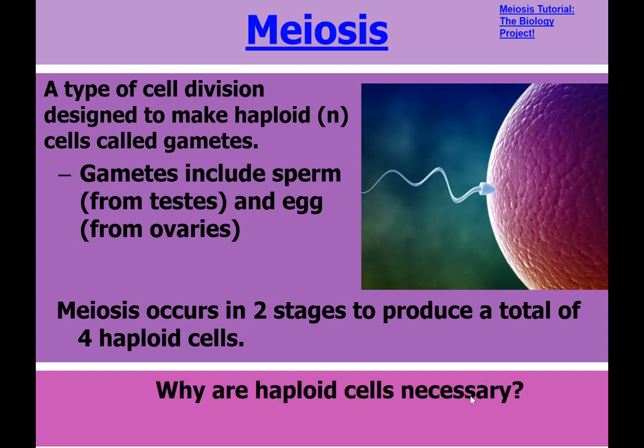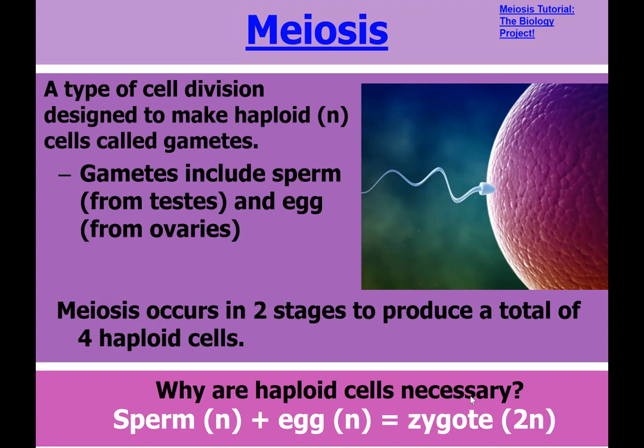Why are haploid cells necessary? Because then a sperm, which is haploid, and an egg, which is haploid, when they fertilize, they produce a zygote, which is 2N. So the ploidy is maintained in the somatic cells.